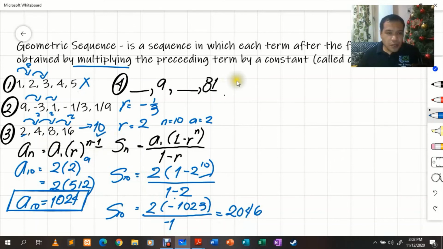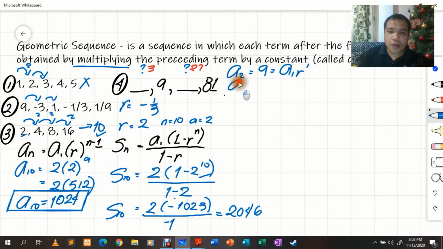So, for the fourth example, we have blank, 9, blank, 81. So, meron tayong dalawang missing. Pero kung pangunahan natin to, tatry natin tingnan kung ano yung posibleng sagot. Possibly yung una is 3 and the third one is 27. Pero try natin isolve. So, first, given muna tayo a2, that is 9, which is actually also equal to a sub 1 r raised to 1. And a4 is equal to 81, which is also equal to a sub 1 r raised to 3.